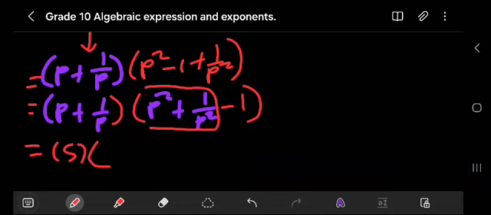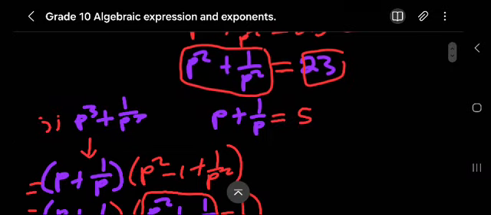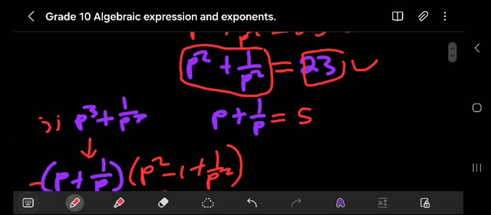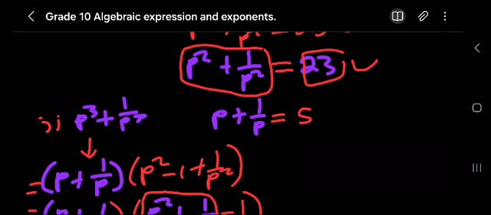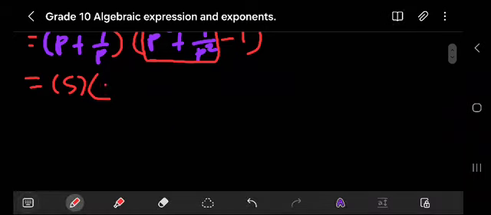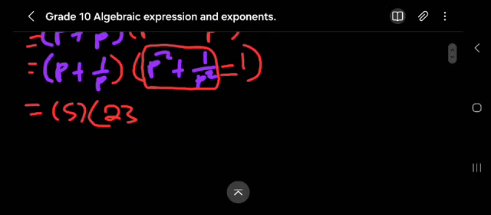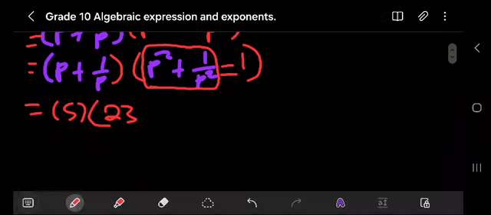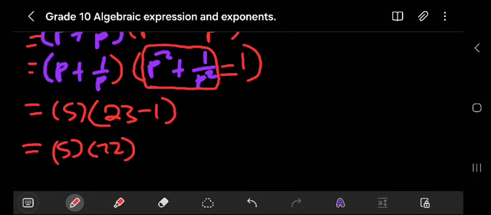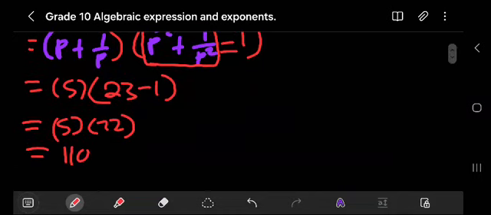We did this on our previous question. We found p squared plus 1 over p squared to be 23. Then this is simply our 23. But we have this minus 1 here. You say minus 1, you have your minus 1 like this. Then this is 5, and this will be 22. Then you multiply 5 by 22, which will simply give us 110. So this is what it is, guys.